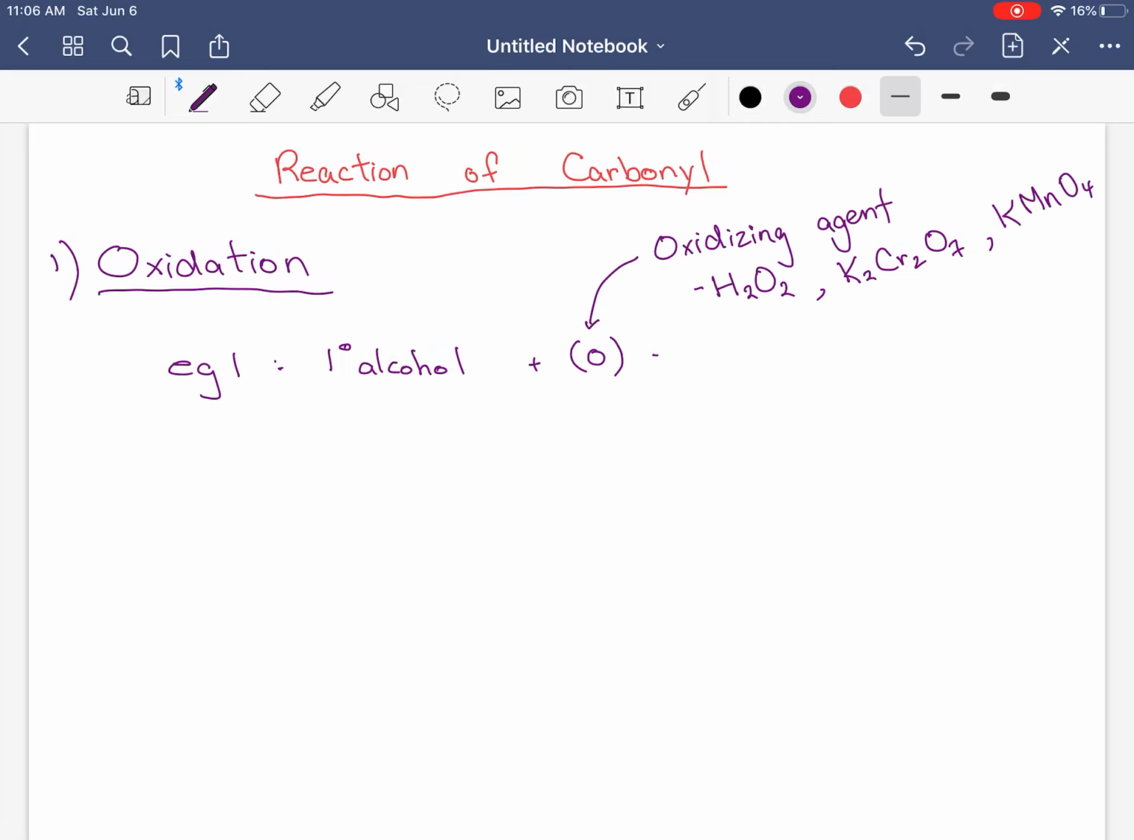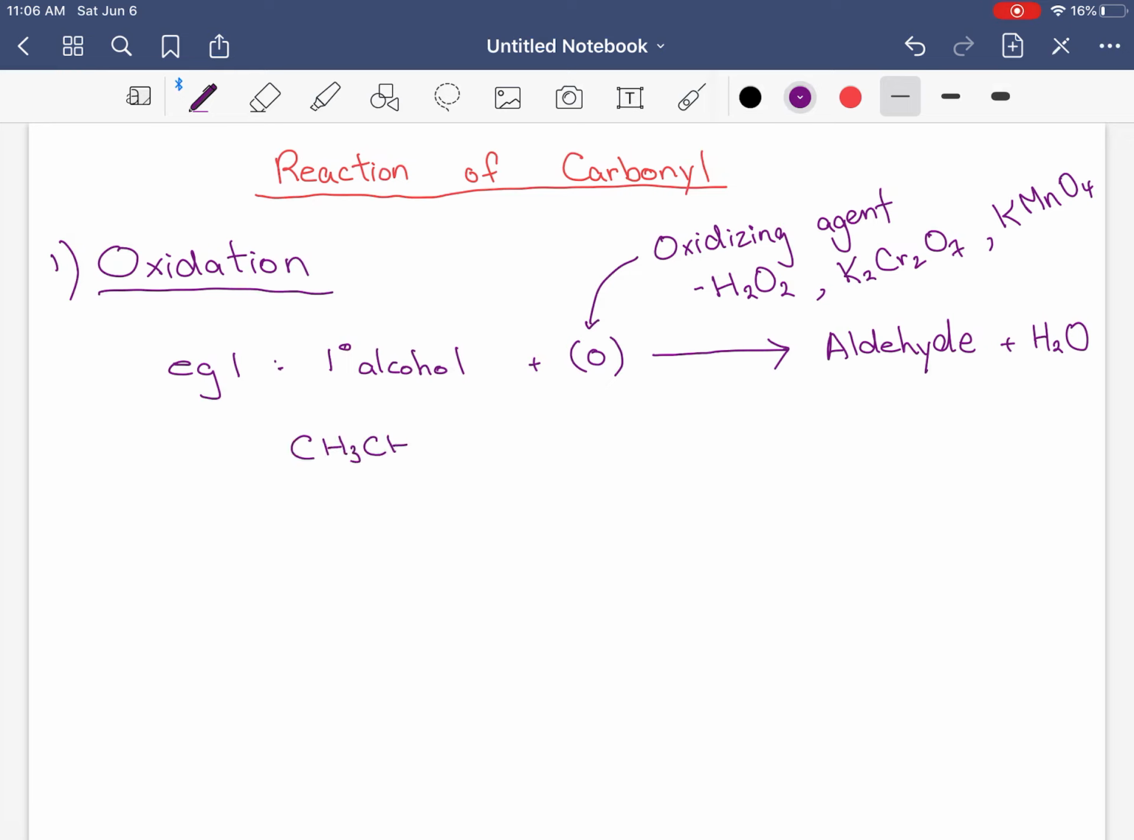But let's just say, this is the reaction. You take a primary alcohol and you put it into an oxidizing agent. What are you going to get? Guess what? You're actually going to get an aldehyde plus water. So it's pretty cool stuff if you think about it. And let's take a look at an actual example.